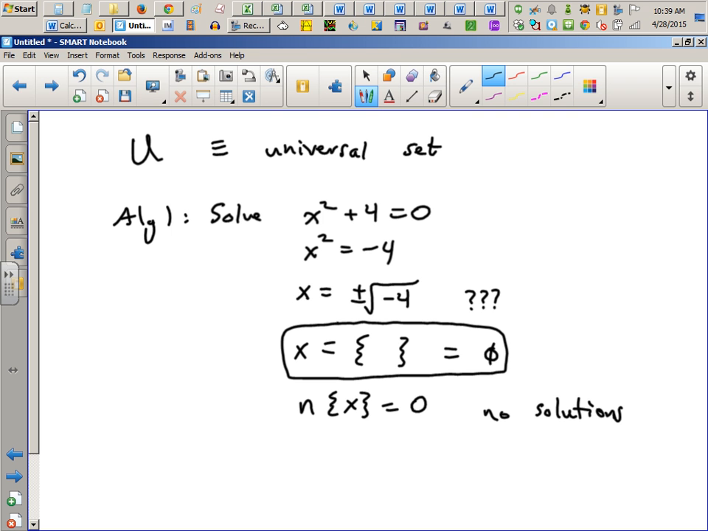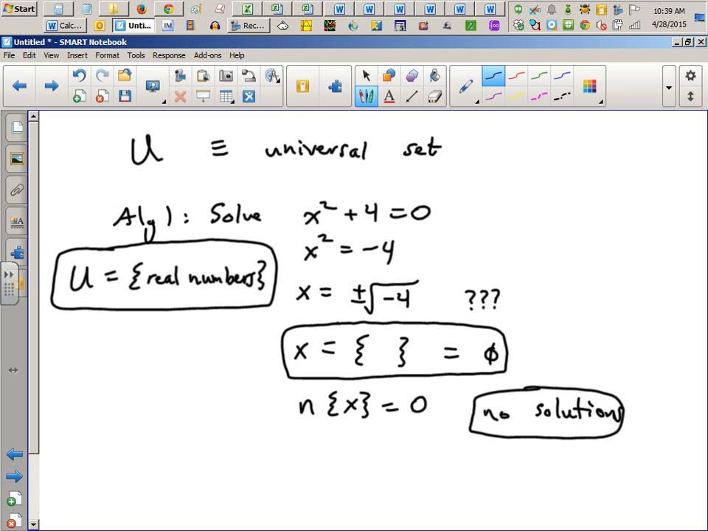Okay, so no solution. Now, this was because in Algebra 1, you were only discussing real numbers. And that was the universal set. Numbers like rad 2 were perfectly fine. Numbers like root 6 were fine. Negative 4 is fine, right? But not i stuff at that time. So the universal set in Algebra 1 is the real numbers. Students don't talk about complex numbers at that time.